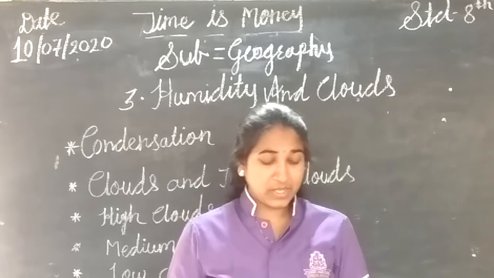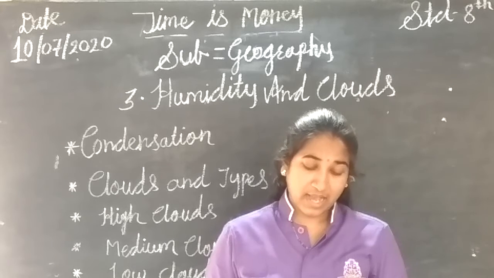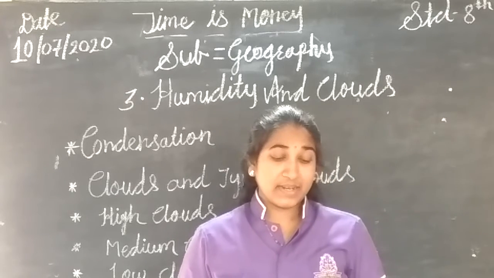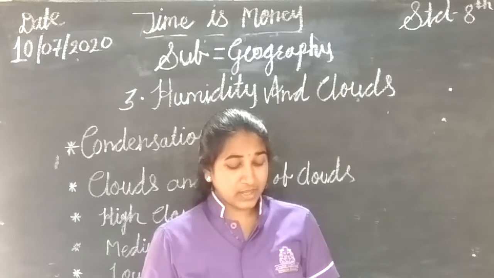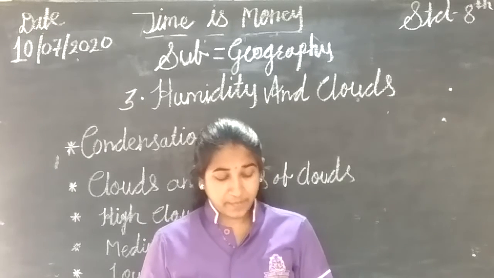Sometimes you will see droplets of water on the outer surface of the glass. That is in figure 3.6. When the water vapor in the air comes in contact with a cool surface, condensation takes place.